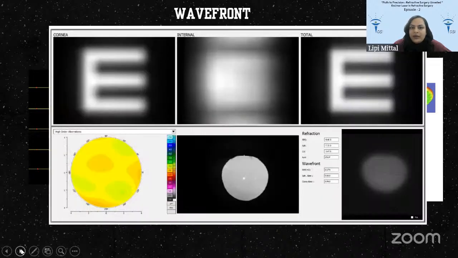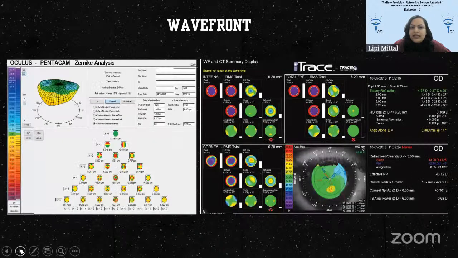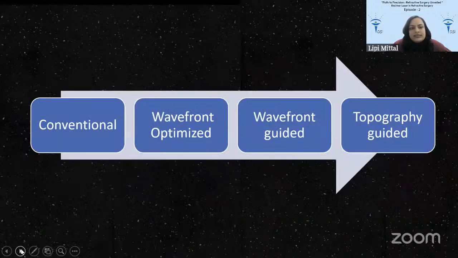So wavefront can be computed as corneal aberrations, internal and total aberrations, and they are measured in terms of root mean square values or RMS values. There are various aberrometers, like we can measure it on Pentacam, Zernike analysis is there, or with the help of iTrace, which is a ray tracing aberrometer. Now, understanding the wavefront is important, as we know that nowadays LASIK is not just about giving 6x6 vision. It is also about the quality of vision. So there are various ablation profiles.